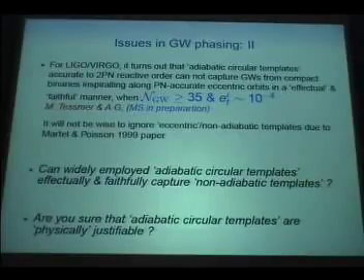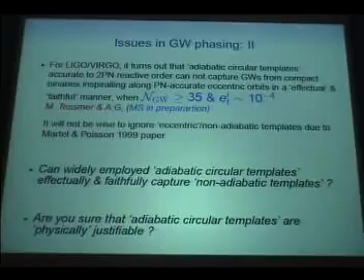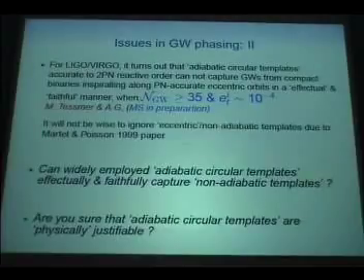Can these adiabatic circular templates, which are post-Newtonian accurate and have been used to search for gravitational waves, actually capture any non-adiabatic templates? And then the question is: is the adiabatic circular template physically justifiable? And I feel no. So I will give the arguments for all that.